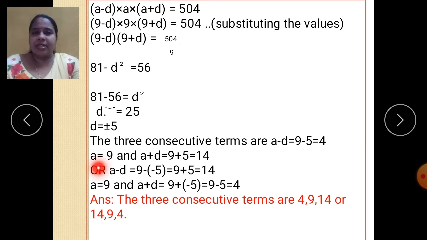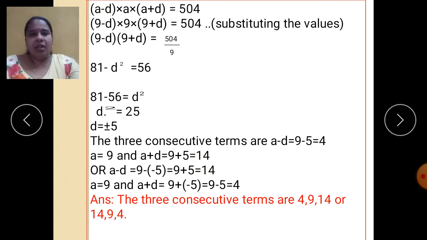Now the second set will be when d is minus 5. So what will happen? A minus d, a is 9 minus of minus 5. So it will become 9 plus 5, that is 14. A is 9 again. A plus d will be 9 plus, now d is minus 5. Correct? So plus into minus is minus, 9 minus 5, that is 4. So the final answer will be, the three consecutive terms are 4, 9 and 14.